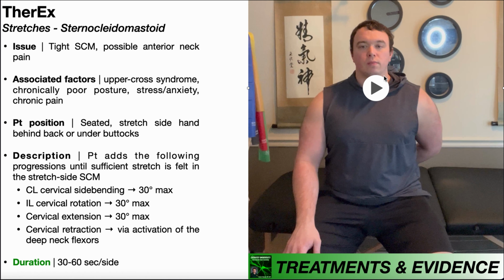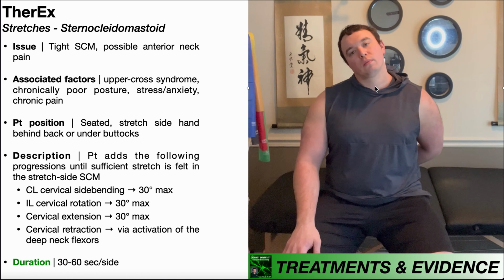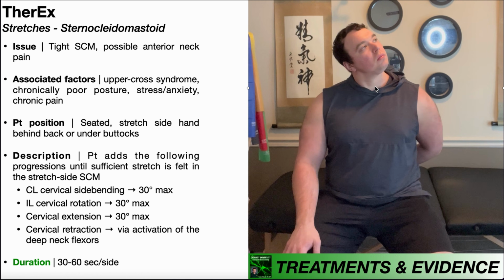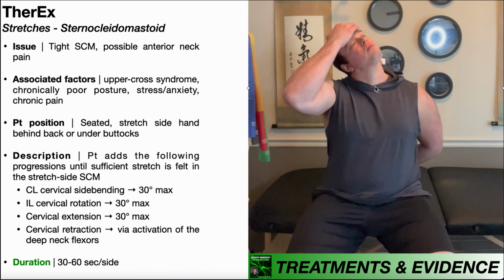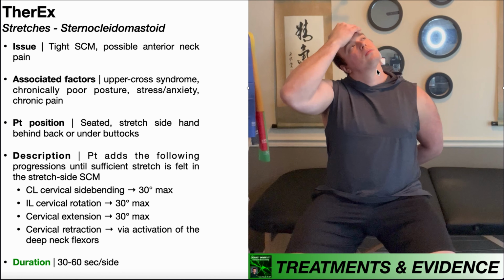Okay? So if I want to stretch my left SCM, I'll be performing right side bending, left rotation, cervical extension. Here's some manual overpressure, and I can also, as you see there, contract the deep neck flexors to get some cervical retraction. You should feel the stretch there on the left sternocleidomastoid muscle.